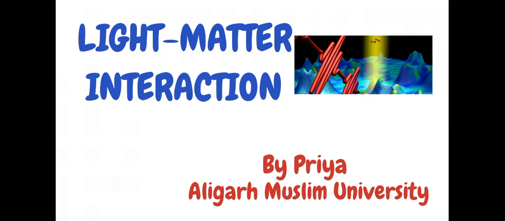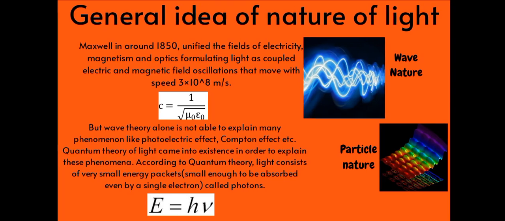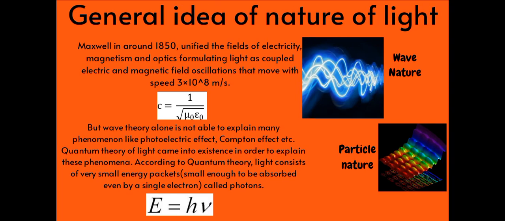I'm going to explain light-matter interaction. To understand how light interacts with matter, you must have a general idea about the nature of light. Maxwell, around 1850, unified the fields of electricity, magnetism and optics, formulating light as coupled electric and magnetic field oscillations that move with speed 3 × 10^8 meters per second.